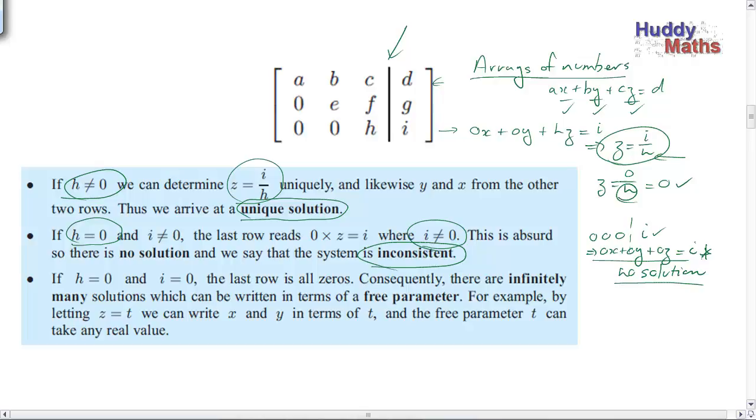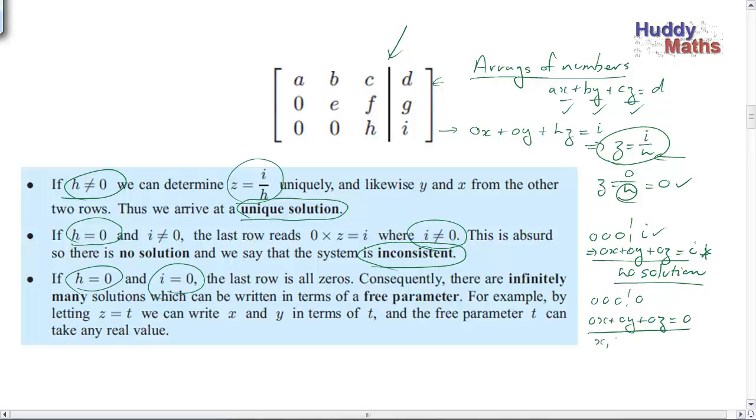Therefore, there's no solution. Now, what if both of them are naught down here? Let's write it out again. Naught, naught, naught, naught. This is naught x plus naught y plus naught z equals naught. Well, what can you say about that? Well, that's always true.